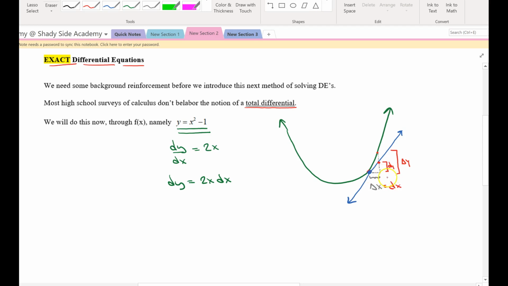So when we start talking about dy, it is the total change in y of the local linear approximation given a certain change in x, dx.